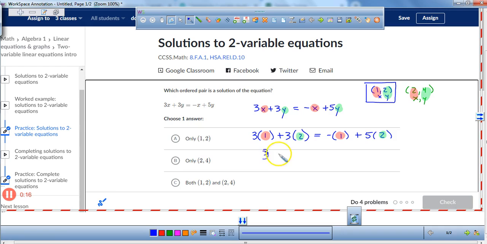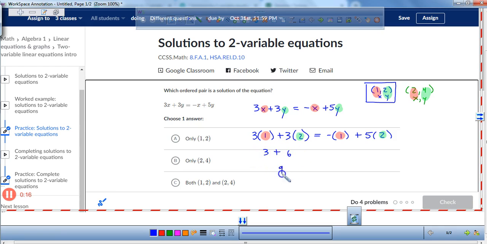3 times 1 is 3. 3 times 2 is 6. 3 plus 6 is 9. Negative times 1 is negative 1. 5 times 2 is 10. Negative 1 plus 10? That's also equal to 9. They work. So since this side equals this side, I know that this ordered pair works.